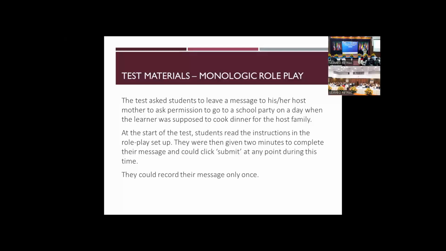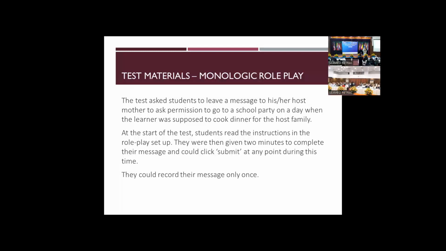A few words about our tests. We used a number of different tests in order to try to measure their pragmatic competence. Remember, these tests were given before the instruction and then after the instruction. And this is a monologic role play where the students were asked to leave a message to her host mother to ask permission to go to a school party on a day when the learner was supposed to cook dinner for the host family, right?